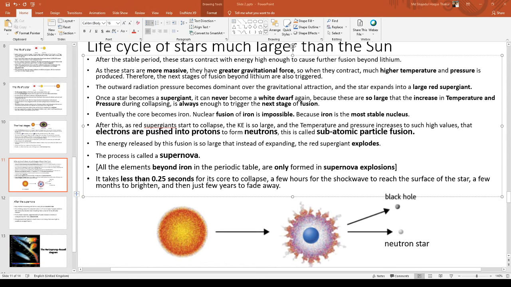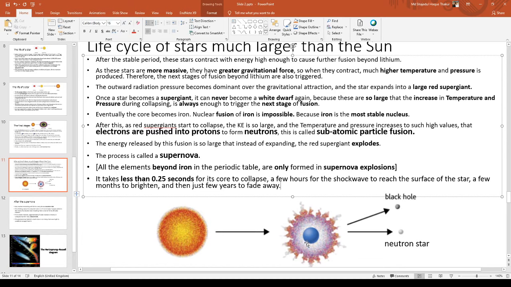Sorry about the issue. Now, like I was saying, it takes about a few hours for the shockwave to reach the surface, a few months to brighten, and then just a few years to fade away. So this huge explosion light only stays for a few years. A few years is a very short time in a star's life, because it takes millions of years for a star to die. It lives for a few billion years, and then it dies over about a million years, like the red supergiant stage. That's also a few million years, and then just one or two years to fade away as a supernova.